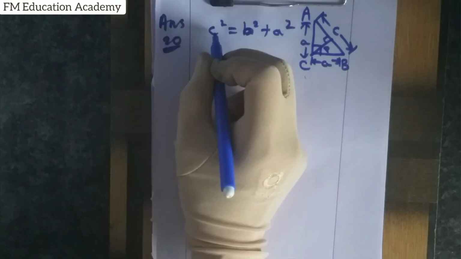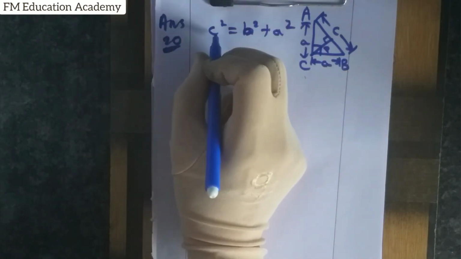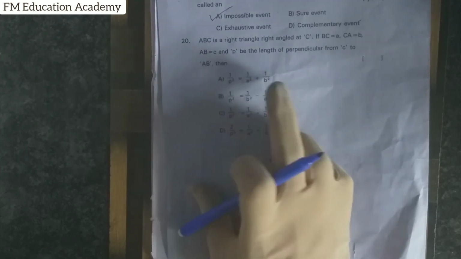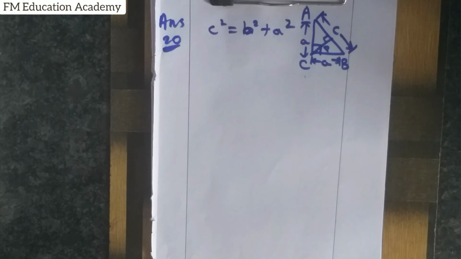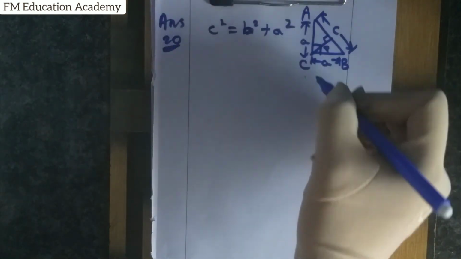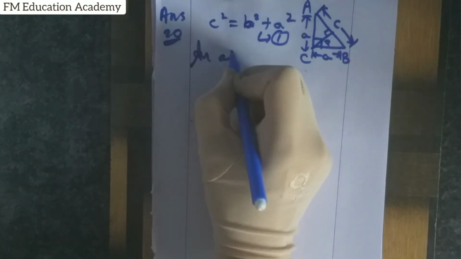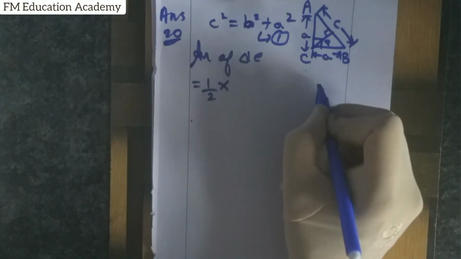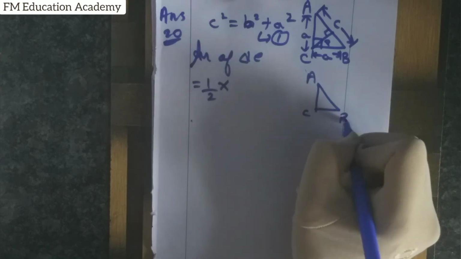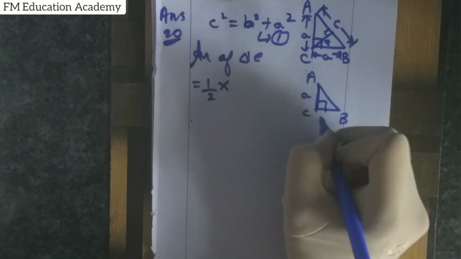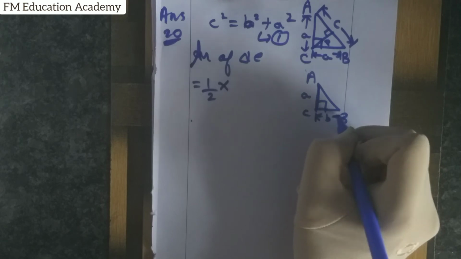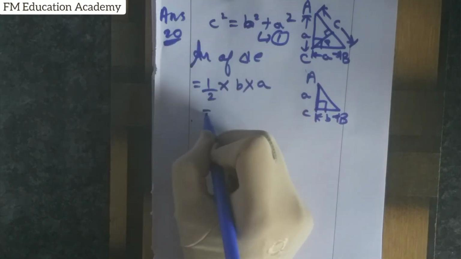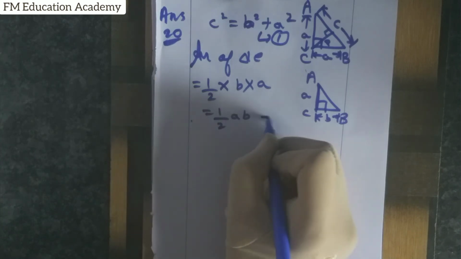But if you observe here, we should get the value of c, because in the options we don't have c. We have options in terms of p square, a square and b square. So we can find the value of c by taking the area of the triangle. Let this be equation 1. Area of triangle can be written as half into base into height. If you take the triangle like this, A, C, B, this is my height. So height is given as b and this is my base. So base is given as BC, which is a. So half into base a into height b. So this is nothing but half ab. Let this be equation 2.